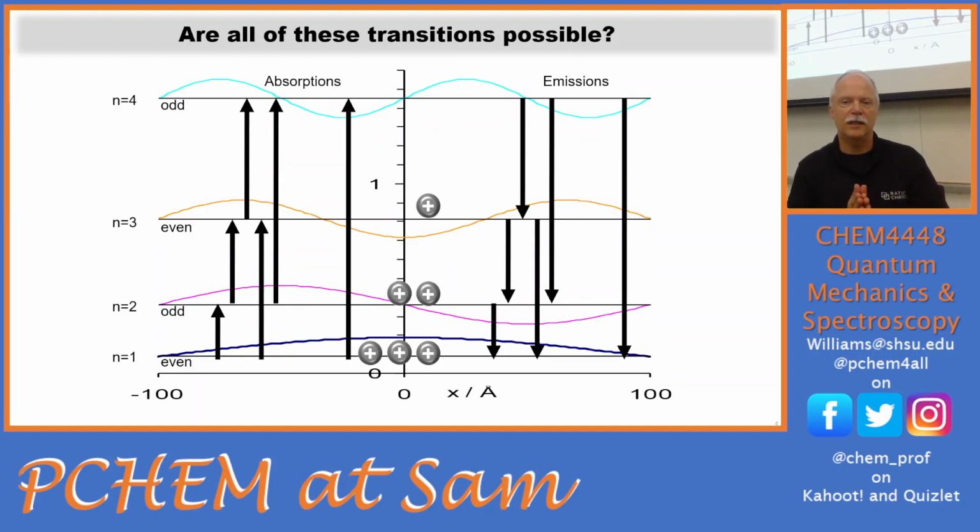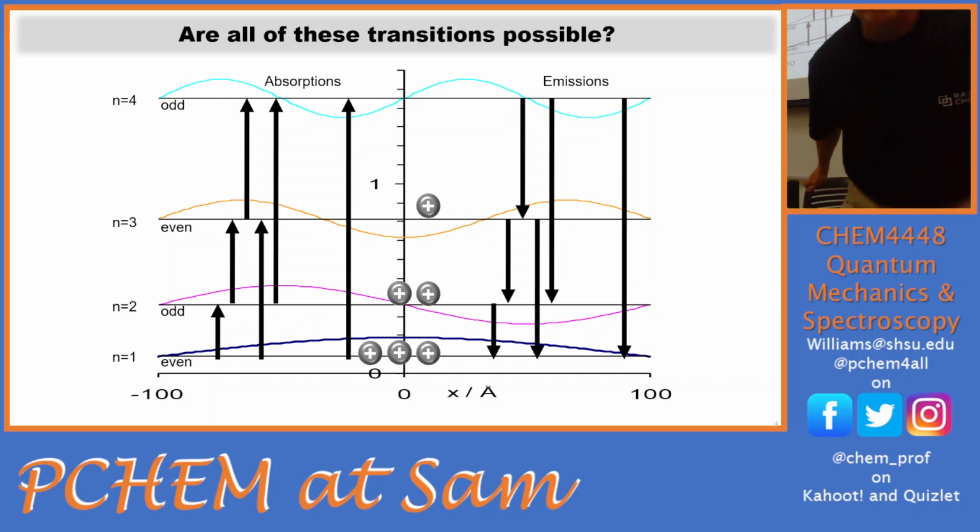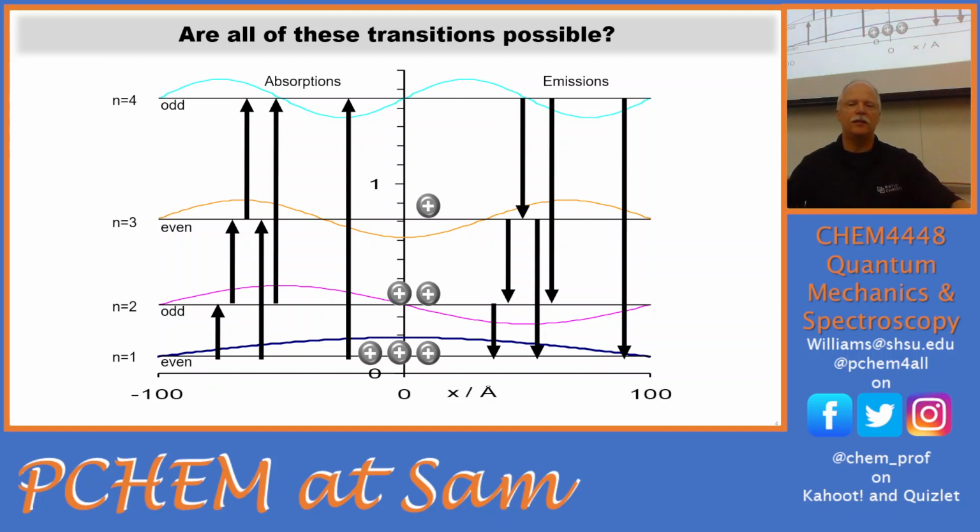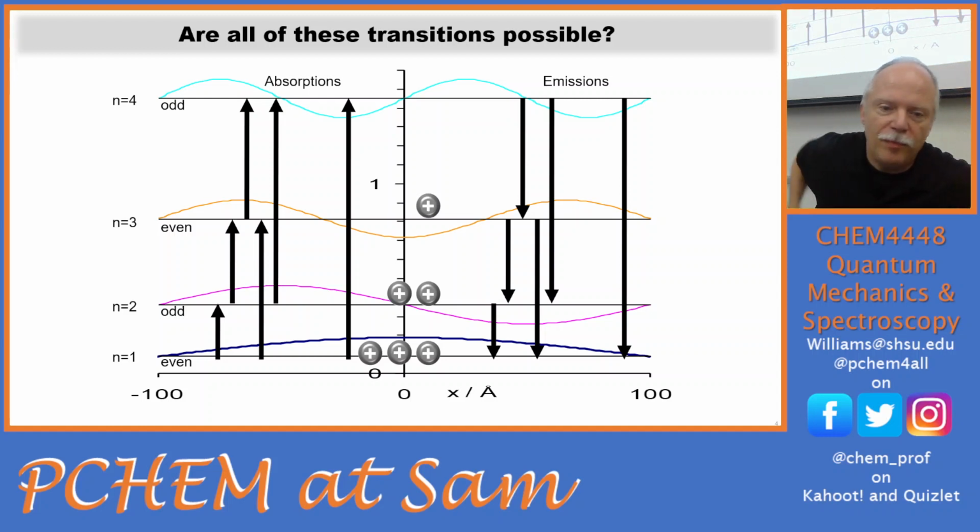So are all of these transitions possible? Let me close it. So this is just the first 4 quantum states, and look at how many arrows we have. This is every possible state to every other possible state.